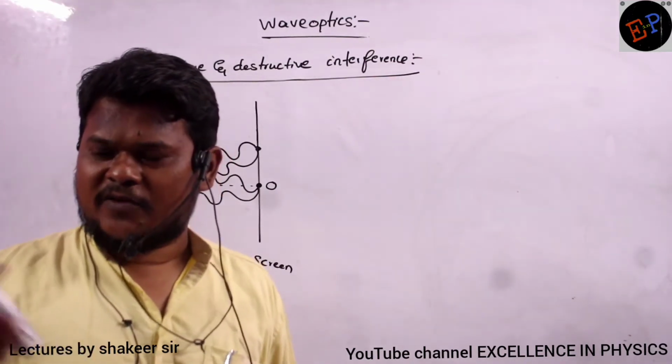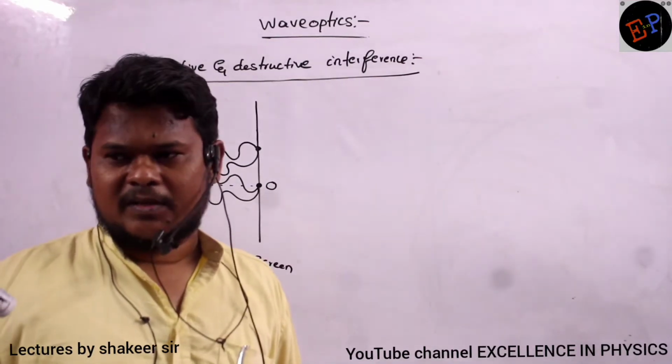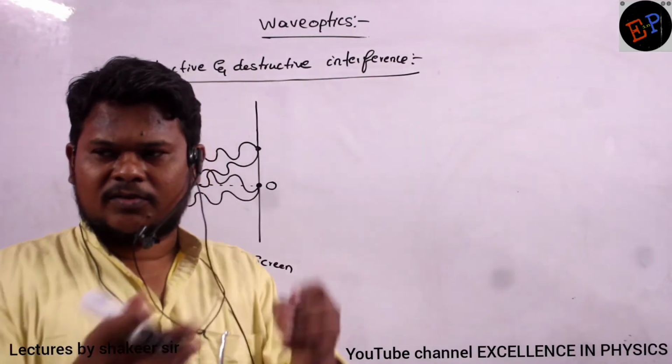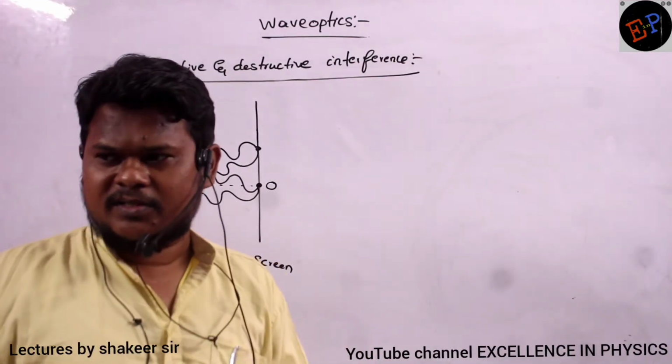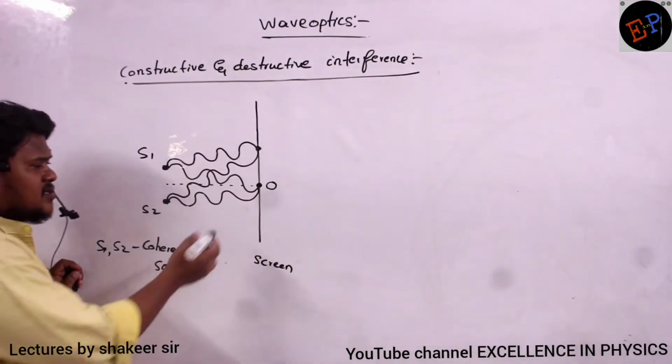Because 3 waves. After 3 waves, what is the phase difference? 3 into 360 for the first source. For the second source also, 3 into 360. So 3 into 360 minus 3 into 360? 0. So there is no phase difference. If there is no phase difference, how will they interfere?